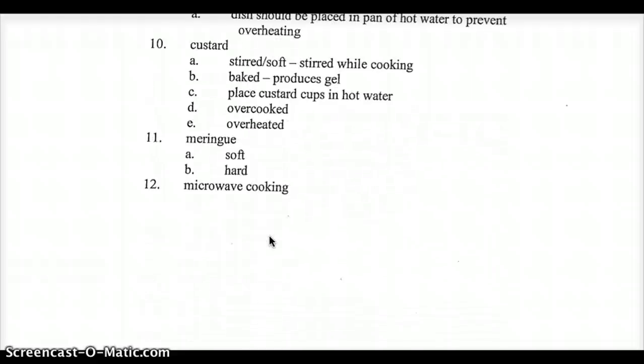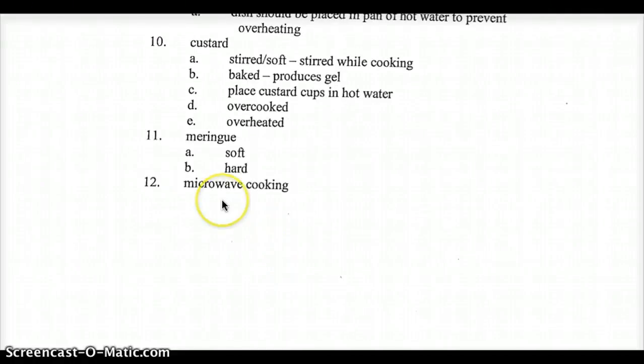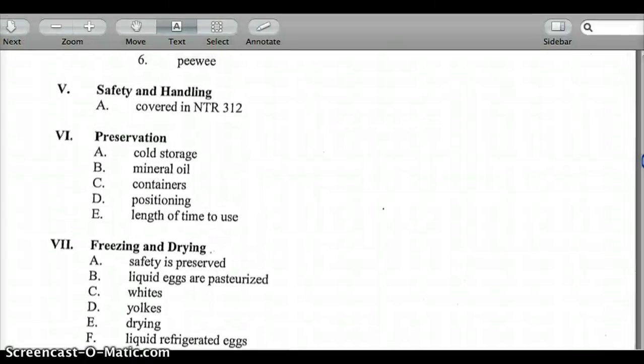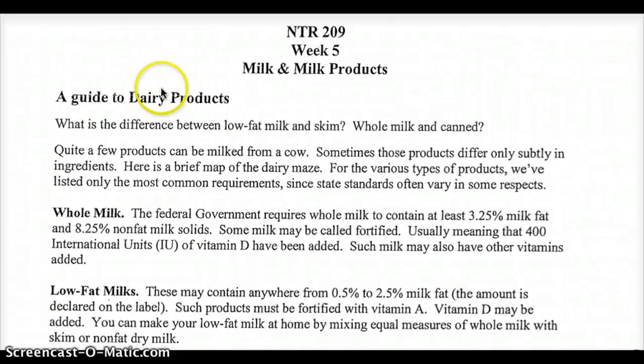Meringue, that's pretty straightforward. Microwave cooking, most people know how to do that now. Since we've already gone over that, I'm going to go over this quickly. This is the beginning part of your pre-lab. This is going to help you with your pre-lab, so you need to know this. Guide to dairy products. I'm just going to read it out. This should help a little bit.